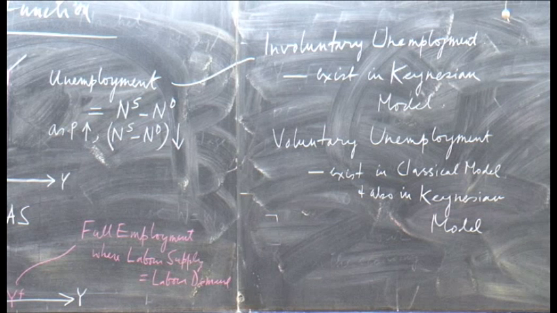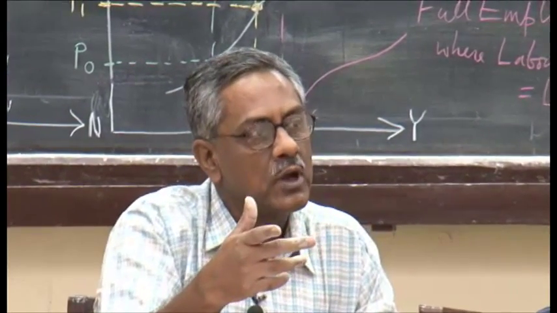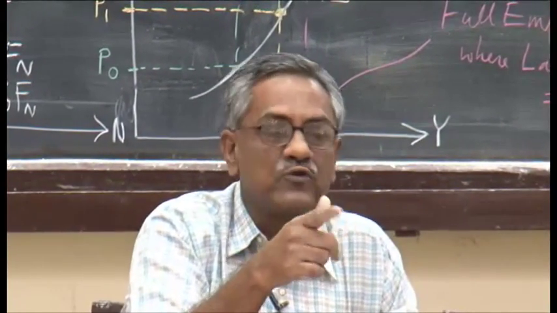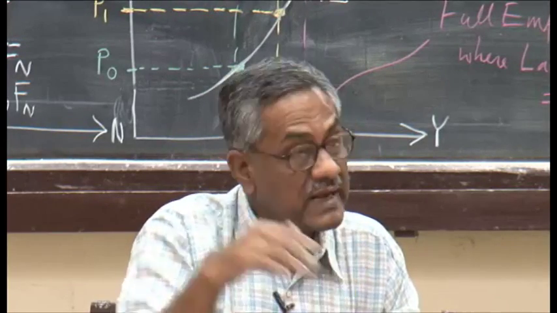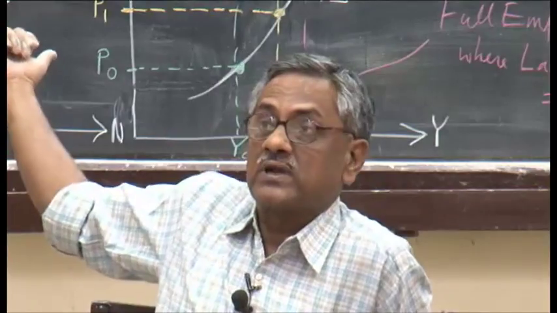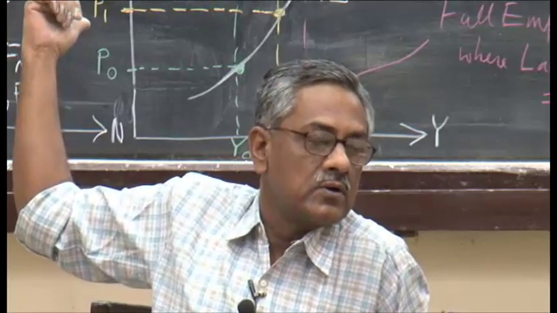I have a job, but I don't want to. I'd rather wait out two months, get a better job. That is voluntary unemployment, which can exist at full employment, and that is a classical model feature. But it can also exist in the Keynesian model, in the short run or medium run.